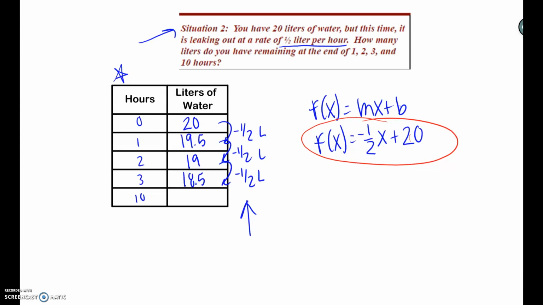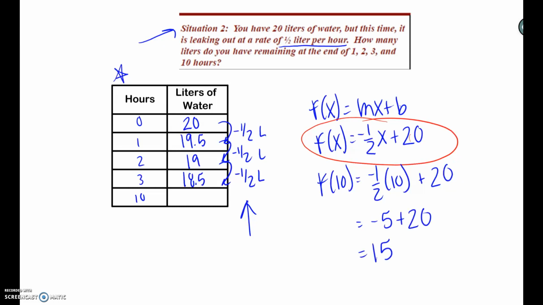Let's figure out what f of 10 is. So we're going to substitute that in. This is a very simple process that we've done many times, substituting a 10 into the equation. Negative 1/2 times 10 is negative 5 plus 20. When we add negative 5 and 20, we get 15. So after 10 hours, there are 15 liters of water in the pool. I knew this was a linear function because we're losing 1/2 liter per hour. Our quantity is literally not being cut in half.